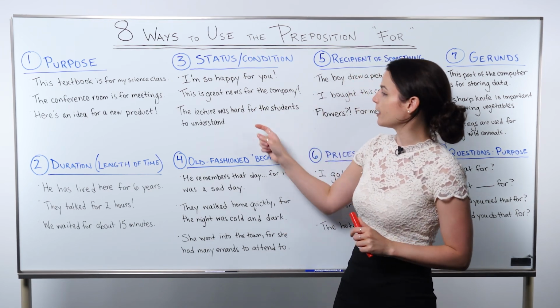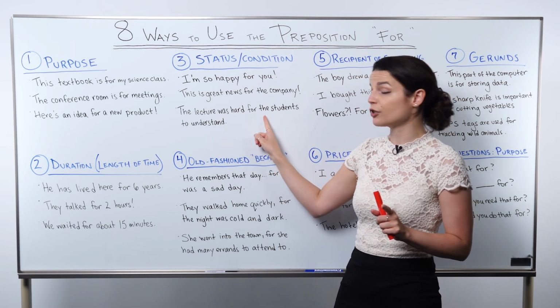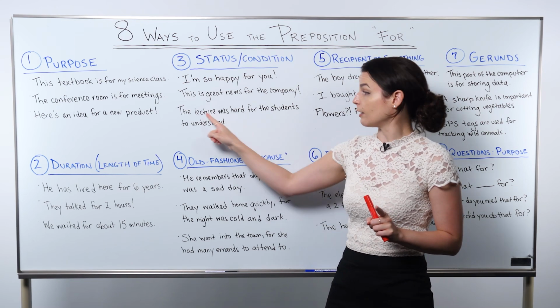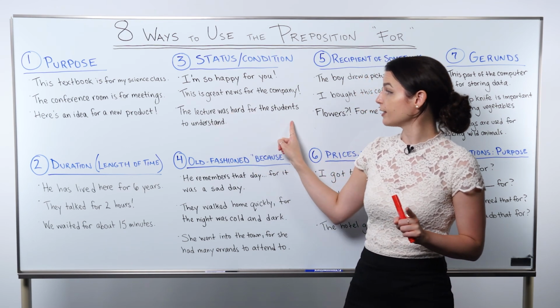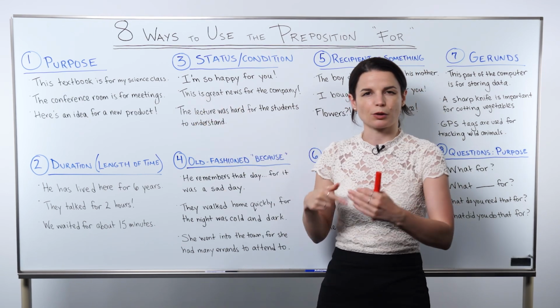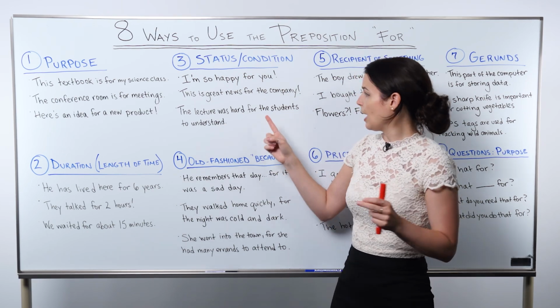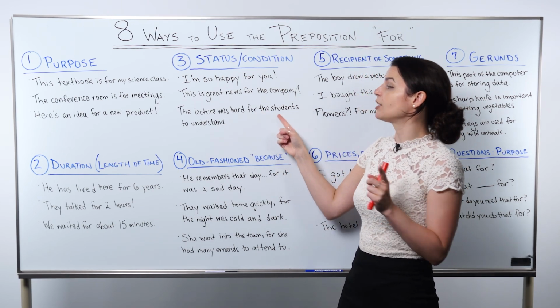Okay, one more example of this. The lecture was hard for the students to understand. The lecture was hard for the students to understand. So in this situation, here is the status or the condition, maybe the opinion in this case. The lecture was hard. And here we have for the students.